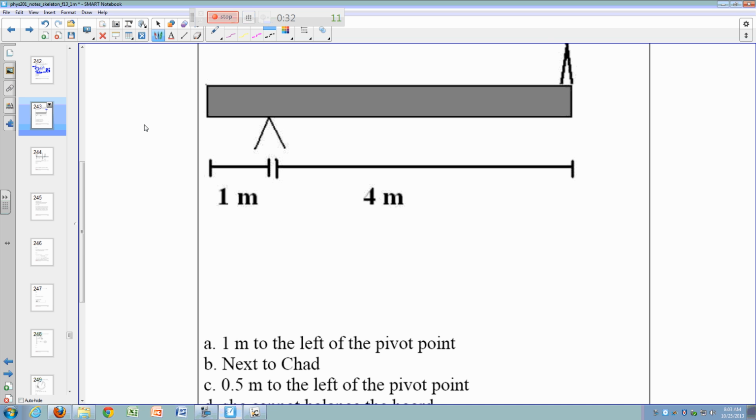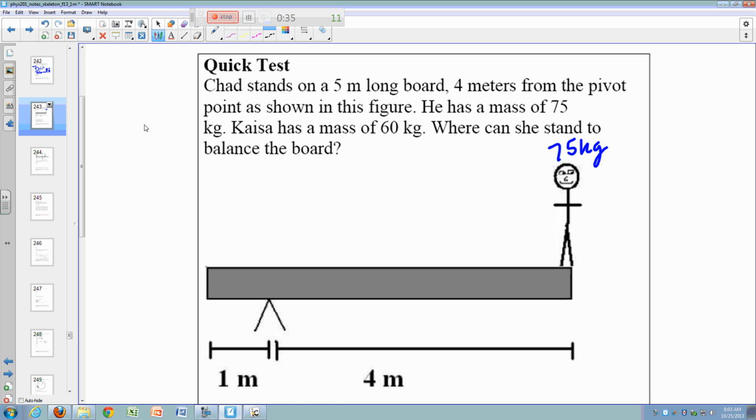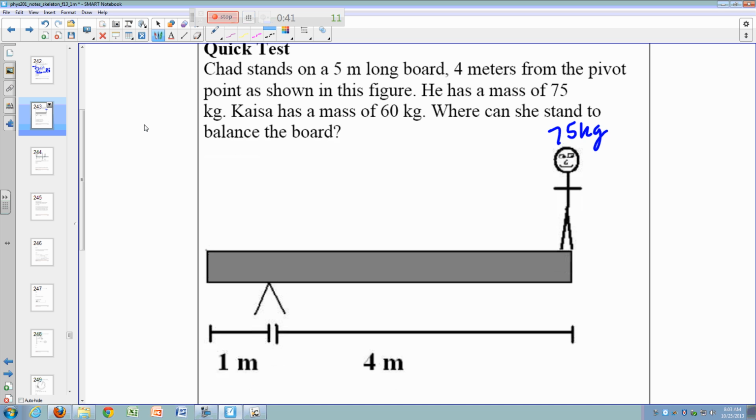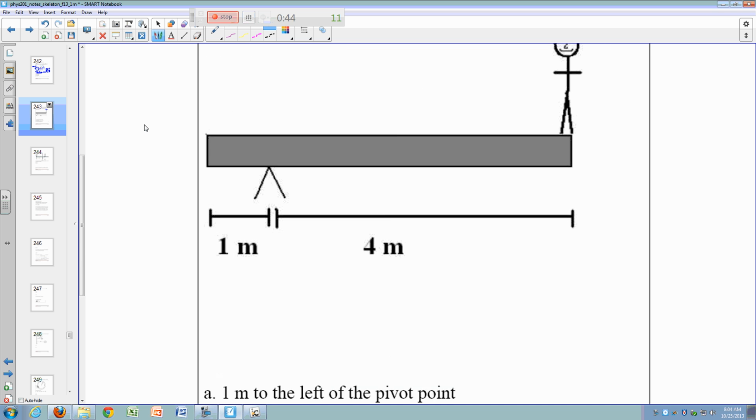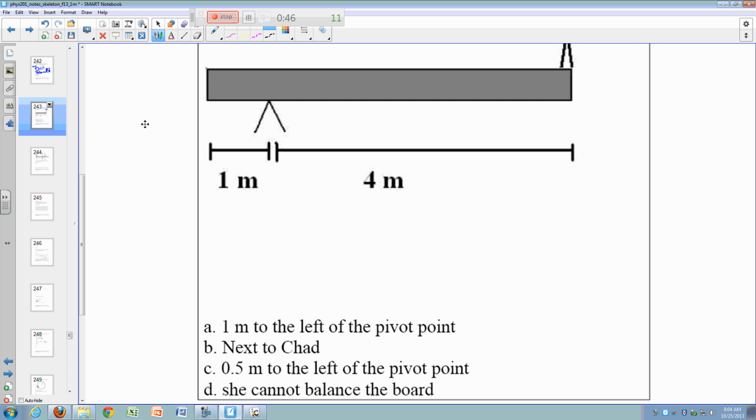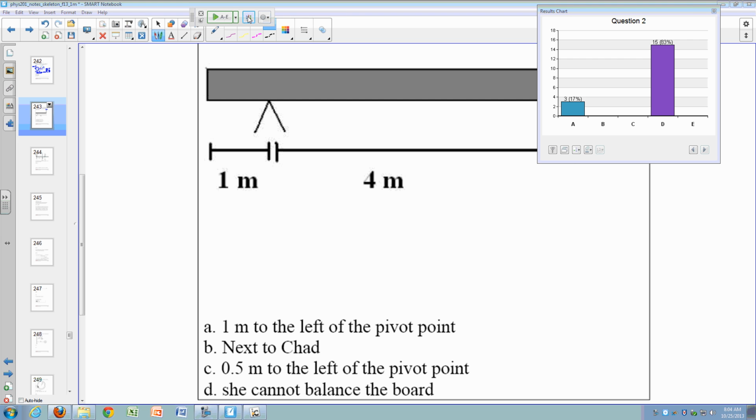Yeah, I'm sorry, you don't have your book. Where can she, who has a smaller mass, stand to balance this board? So I have to go back down. Stop at 110. 110. Very good.